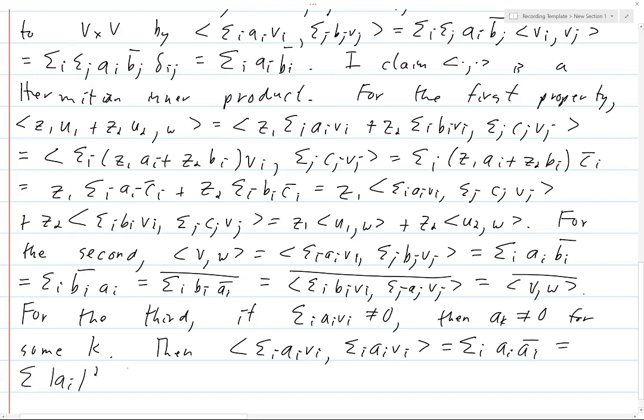And certainly if we're summing over all of these, this is going to be at least that particular a_k squared. And since a_k is not equal to 0, this is strictly greater than 0. And that's what you need to say that the inner product of any non-zero vector with itself is greater than 0. So hence, this is a Hermitian inner product. I'll just say HIP.